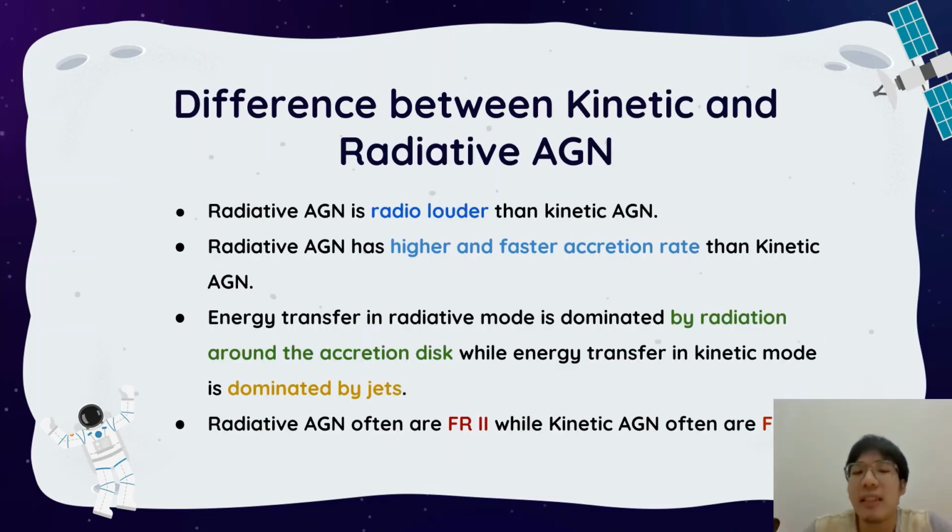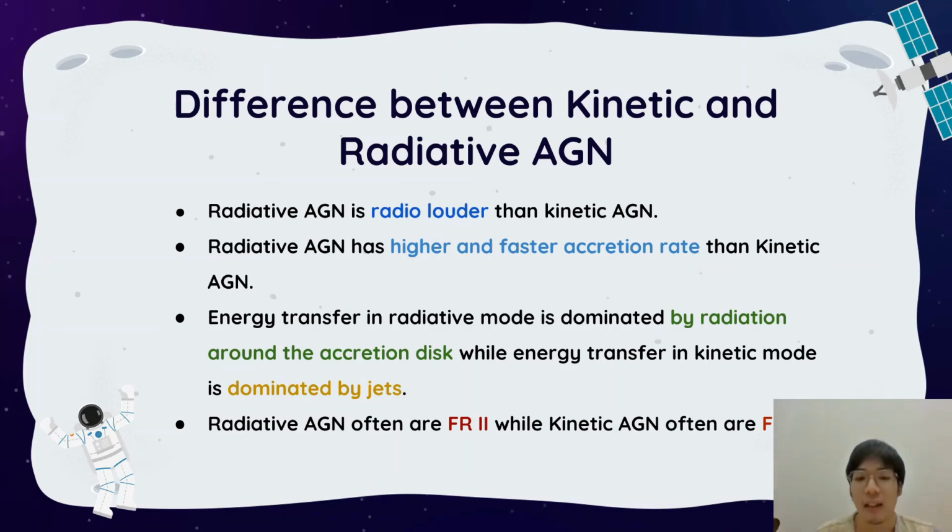So what are the differences between kinetic and radiative AGN? First, radiative AGN is radio louder than kinetic AGN. This means that radiative AGN has higher luminosity in radio waves compared to kinetic AGN. Thus, radiative AGN has a very high energy output compared to kinetic AGN. Radiative AGN also has a higher and faster accretion rate compared to kinetic AGN. This is reflected by the radiative AGN having a flatter accretion disk, while kinetic mode AGN would have a physically thicker accretion disk.